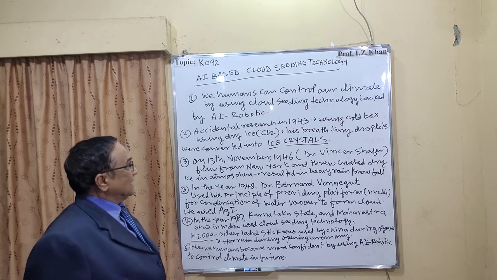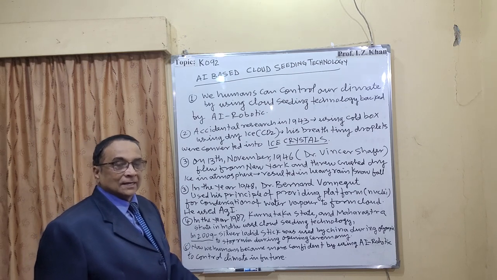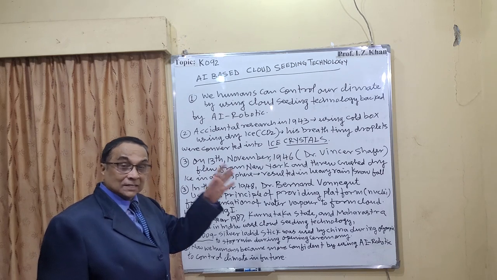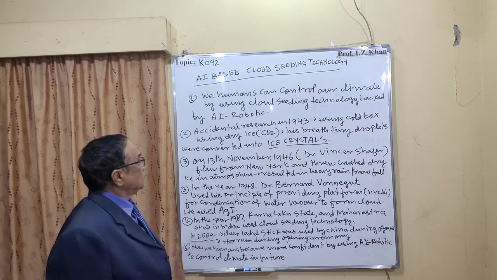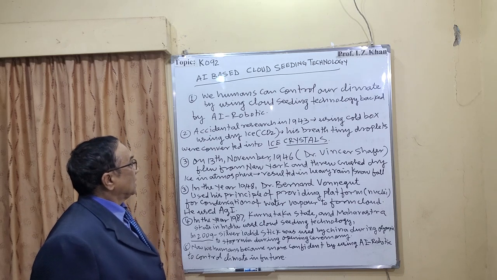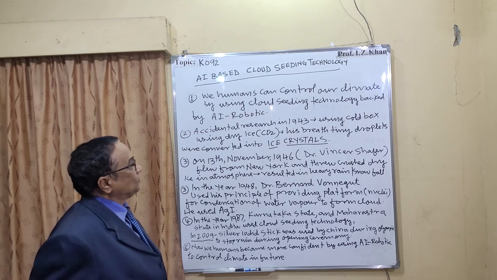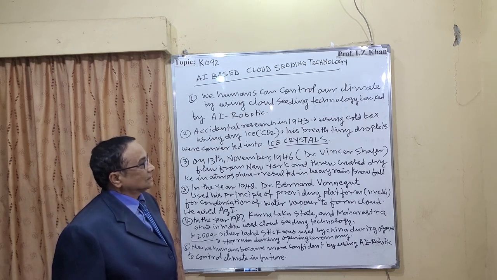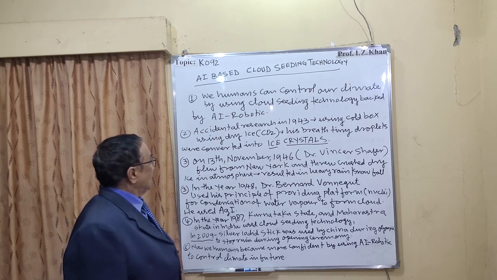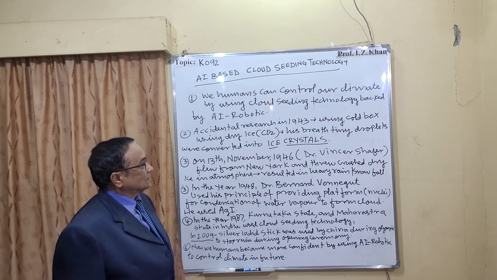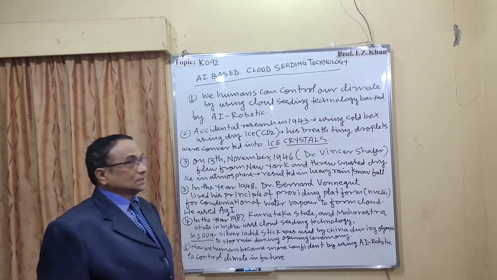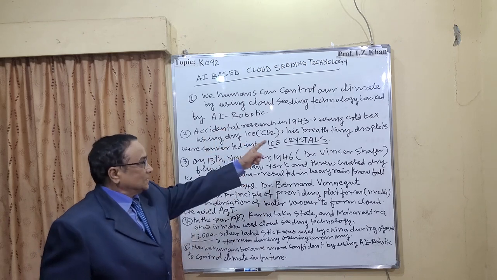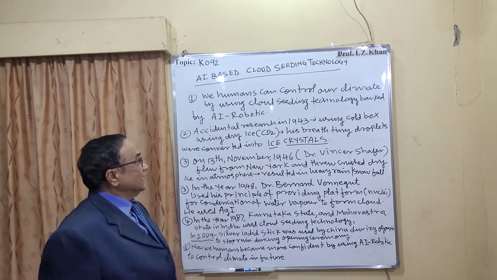And number two, accidental research was conducted, as I have already told you, in 1943, using a cold box and dry ice, that is CO2, and his breath, tiny droplets were converted into ice crystals, and then he got the idea that we should go for clouds. I have already explained that here, I am just giving the hint and the name.